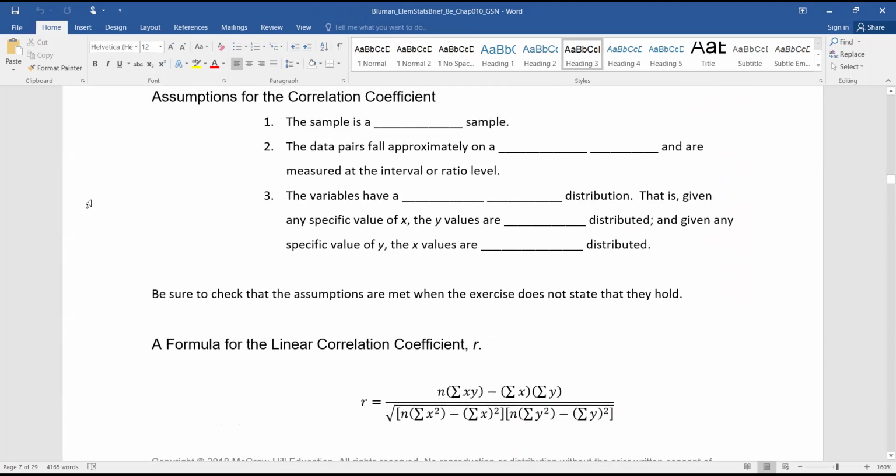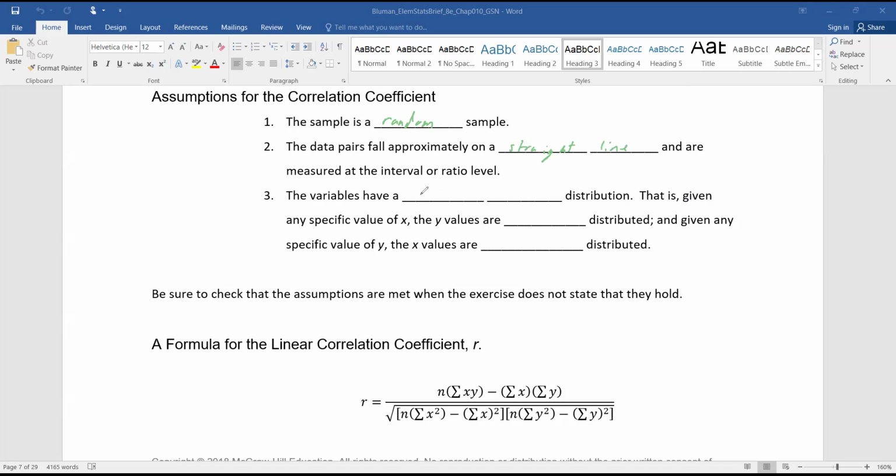So, assumptions for the correlation coefficient. Just like in most of our assumptions, we have to assume that the sample is a random sample. The data pairs fall approximately on a straight line and are measured at the interval or ratio level.